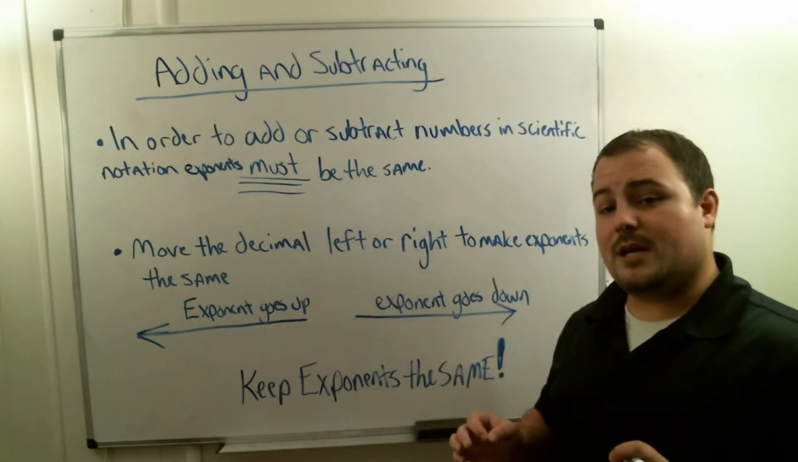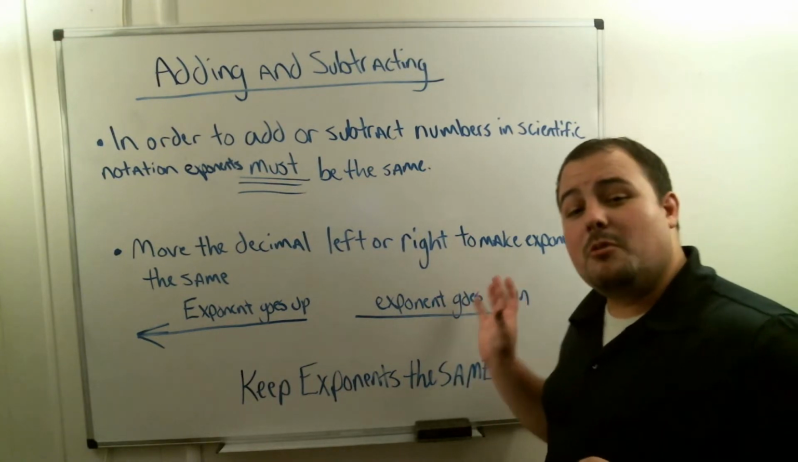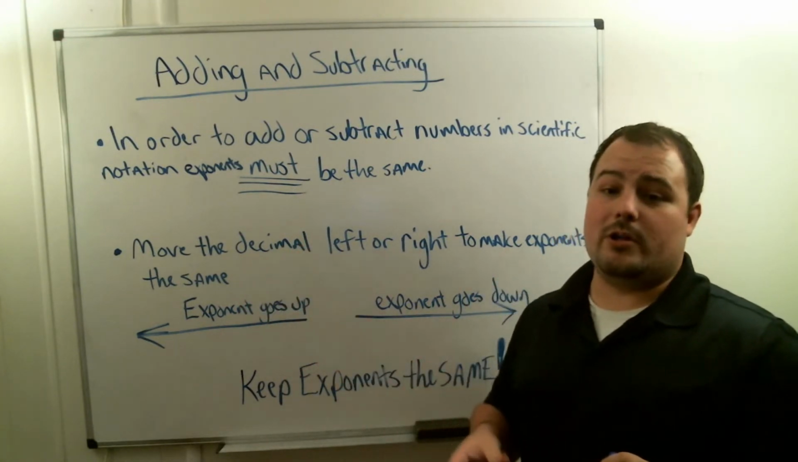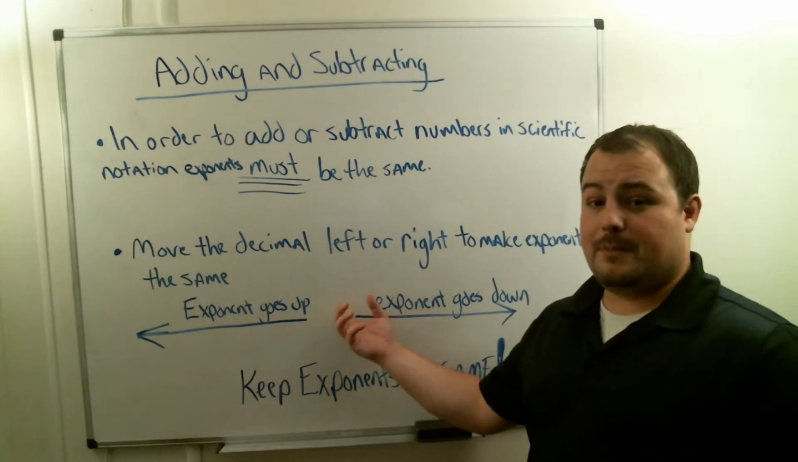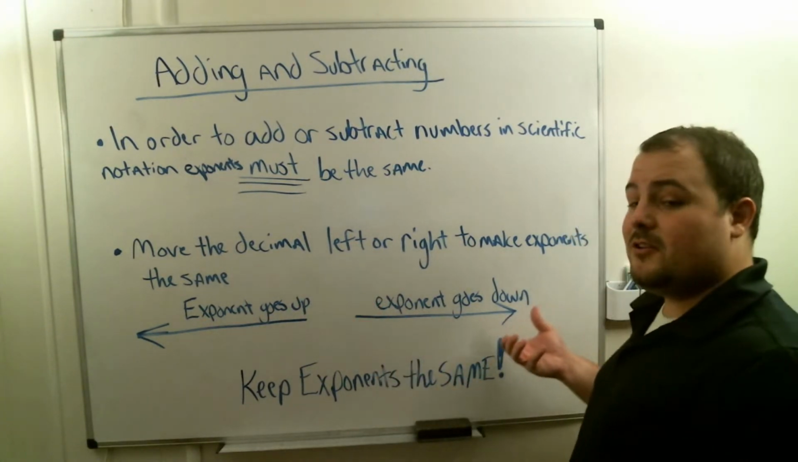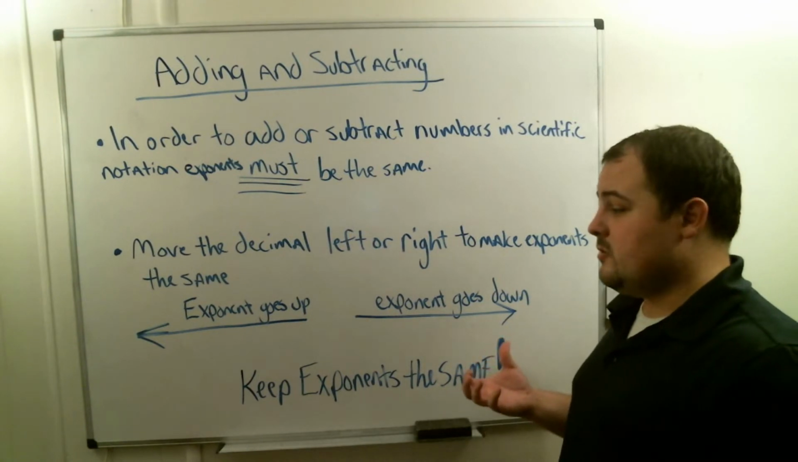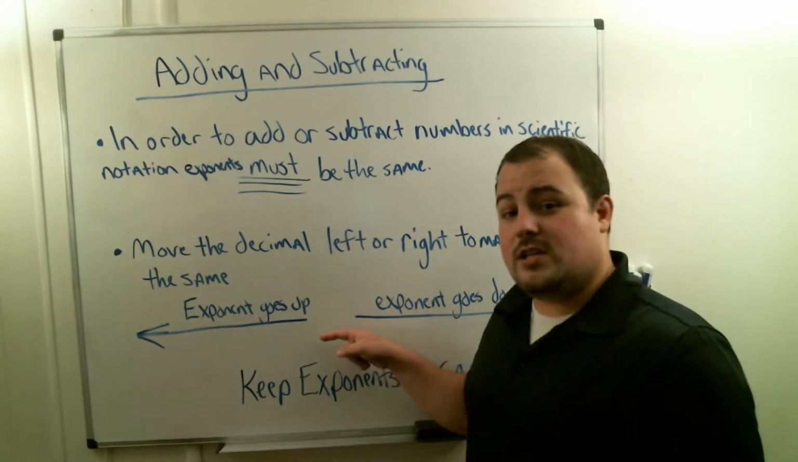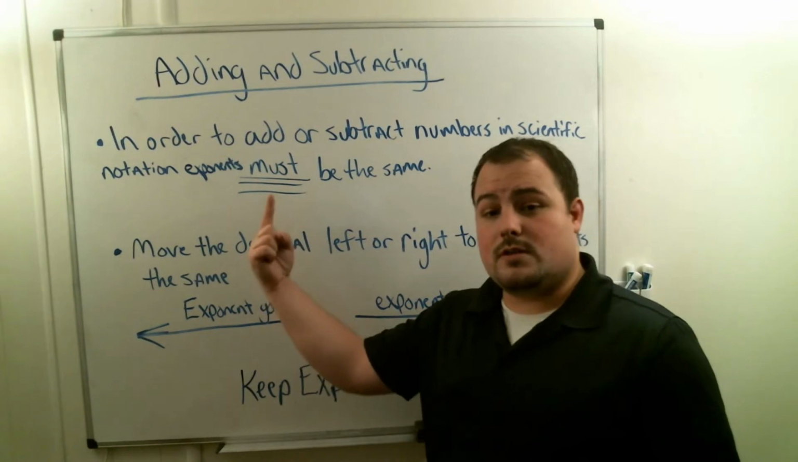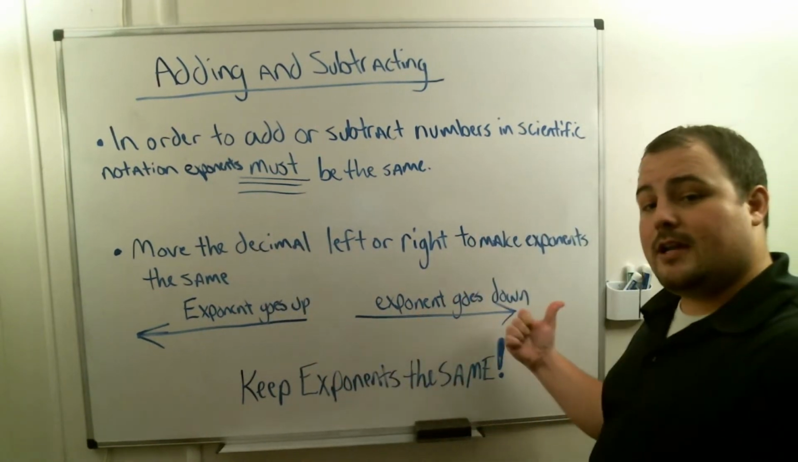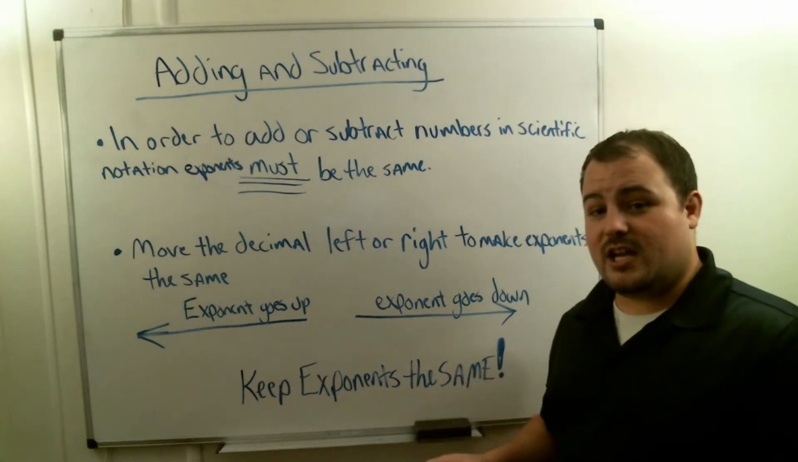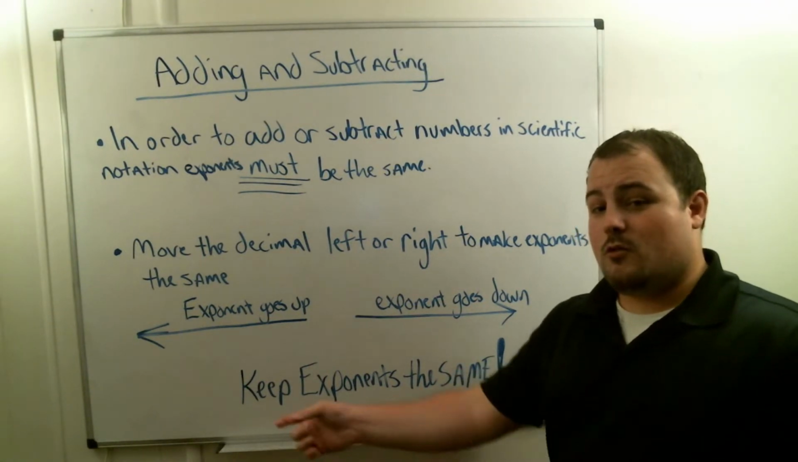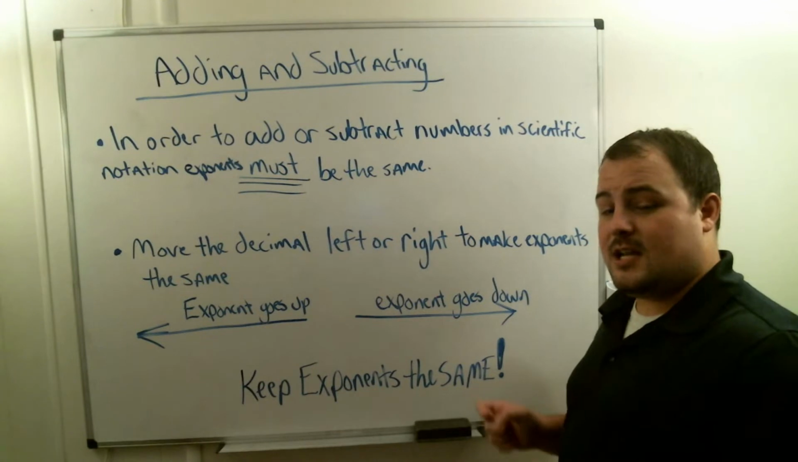I highly recommend taking the smaller exponent and moving it up to the bigger exponent, just so that way you don't have to move it later. But if you want to move the bigger exponent down to the smaller exponent, you can by all means do that. Remember, if you move the decimal left, your exponent goes up. If you move the decimal right, your exponent goes down. The biggest thing we need to understand is, before we add or subtract, we must keep the exponents the same.